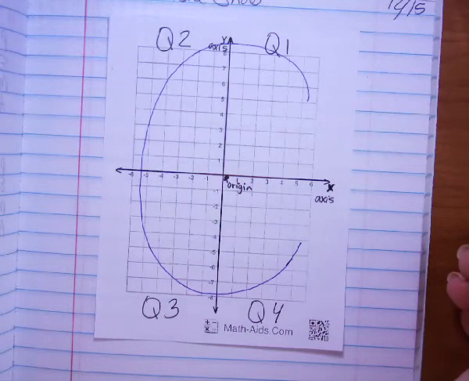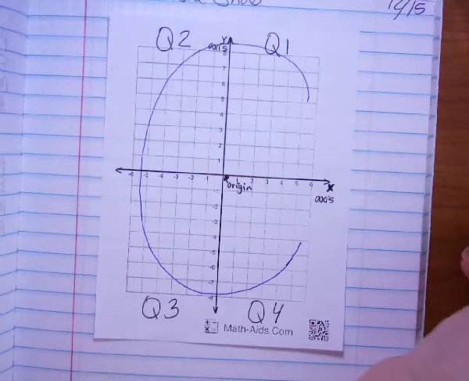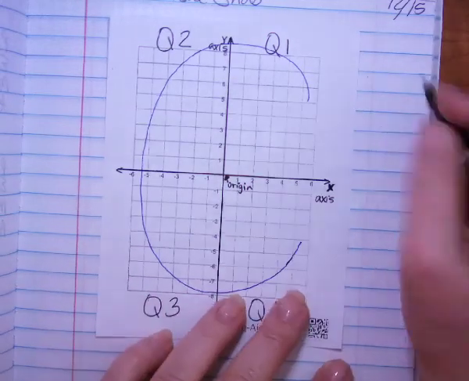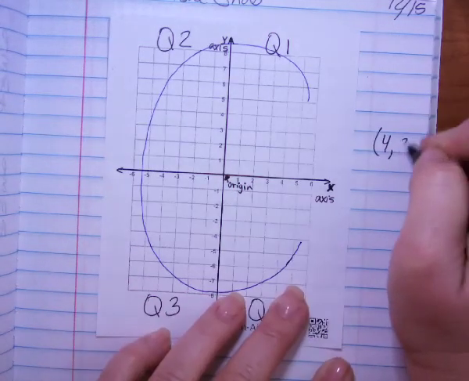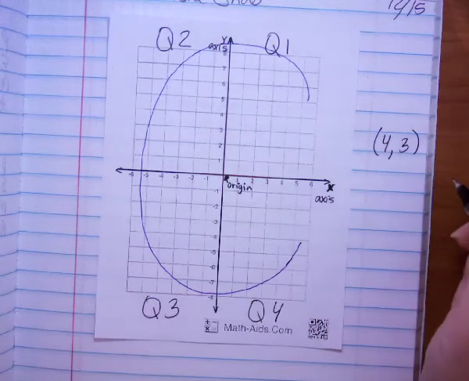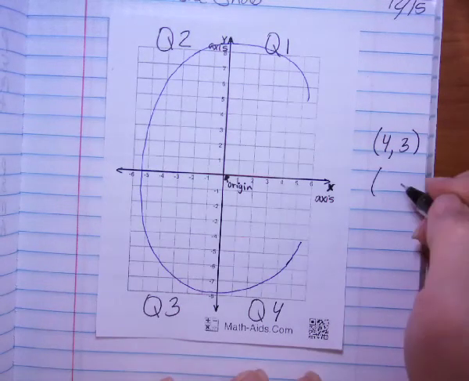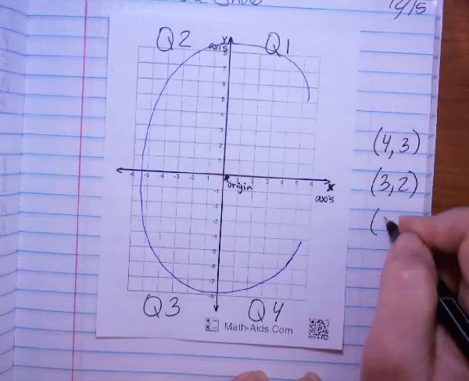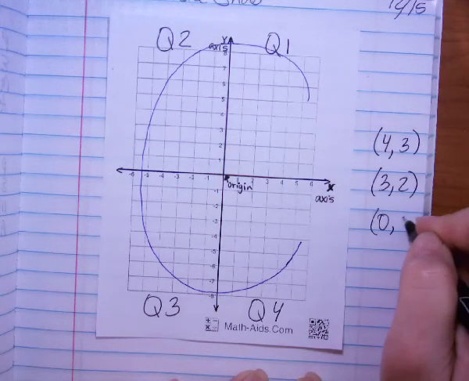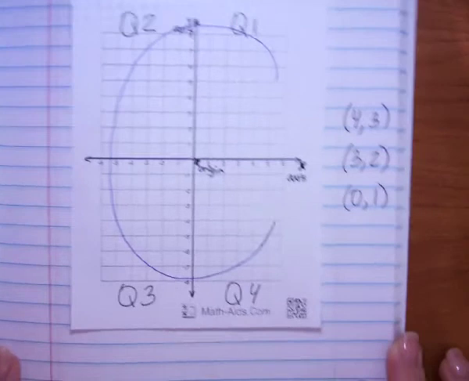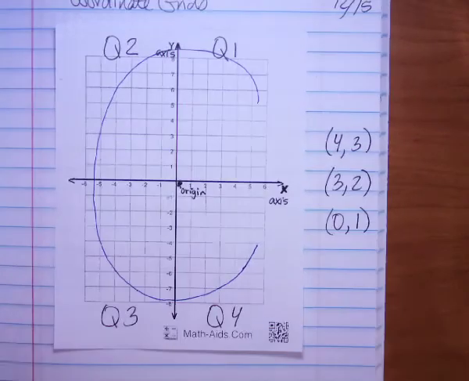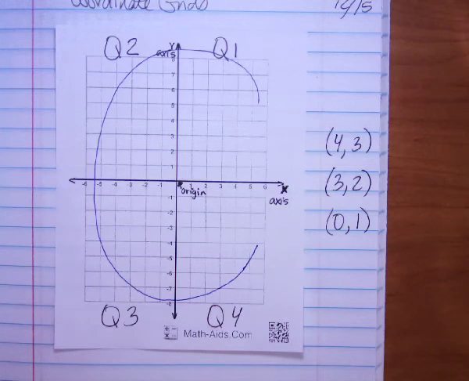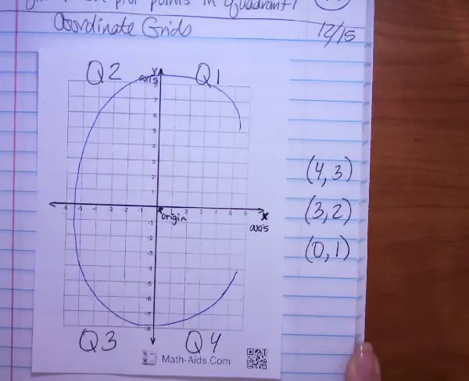I'm going to give you a set of numbers. They're going to be in parentheses, and we're going to figure out together what we're going to do with them, okay? So, first of all, parentheses 4, 3. Parentheses 3, 2. And then parentheses 0, 1. Are we supposed to say anything about this? Just have them down for me.